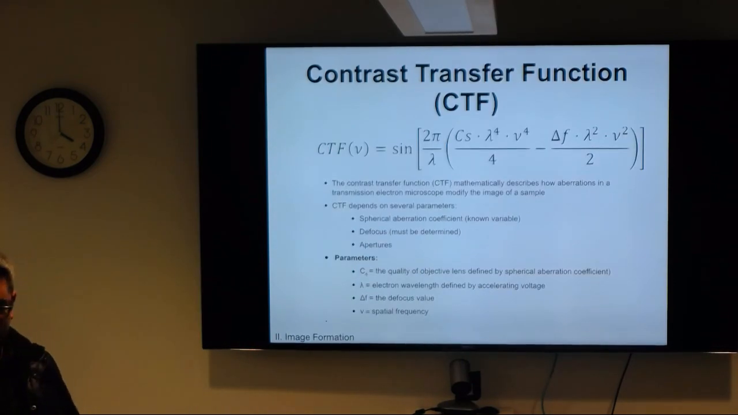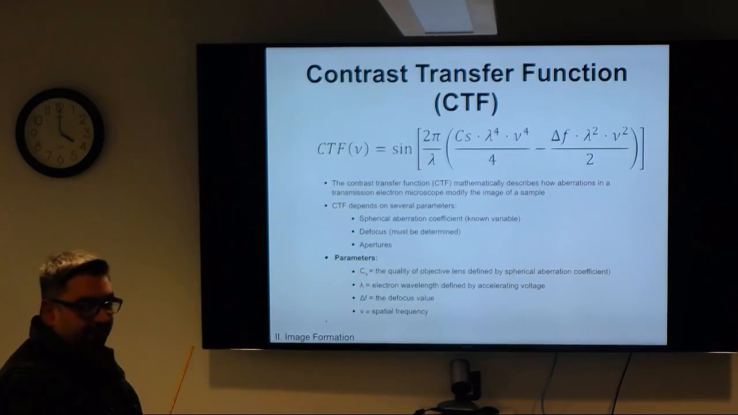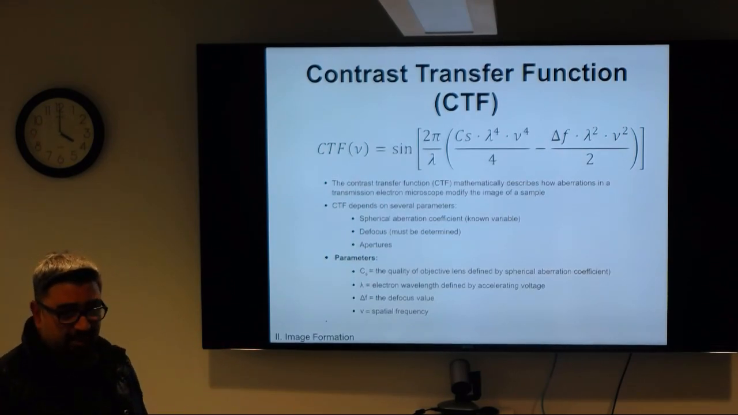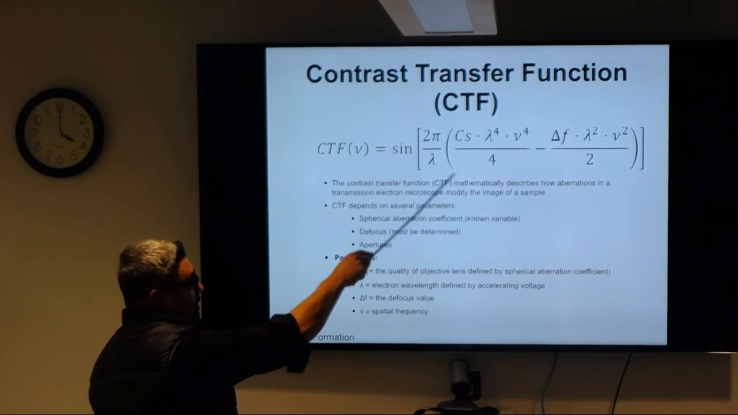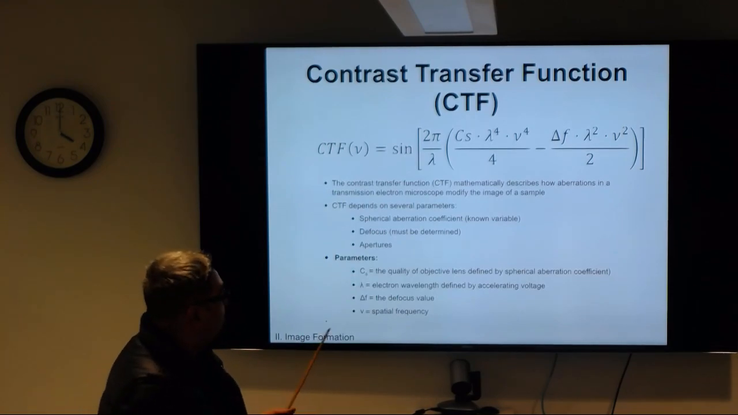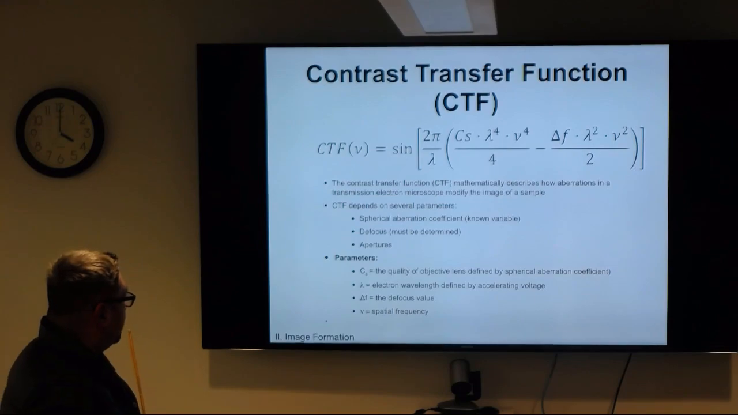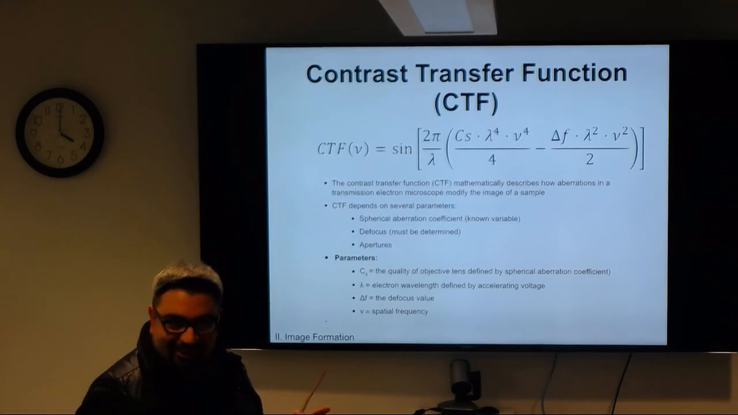Okay, so what about the contrast transfer function? This is the mathematical representation of the contrast transfer function. It describes how aberrations in the microscope modify the image of the sample, and it depends on several parameters. One of them is the spherical aberration, otherwise known as CS, whereas the second would be the defocus. It's also affected by the aperture, but I'm going to focus a little bit on the defocus.